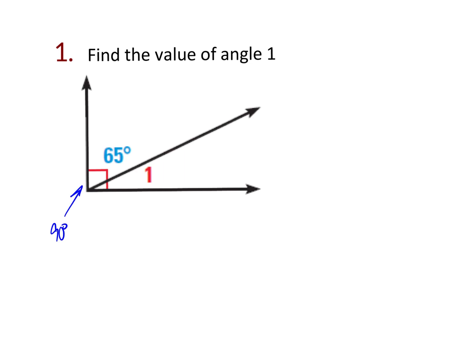So if these two add together to equal 90, we go backwards and we say 90 minus 65. So how much does angle 1 equal, class? 25. So measure of angle 1, 25 degrees.